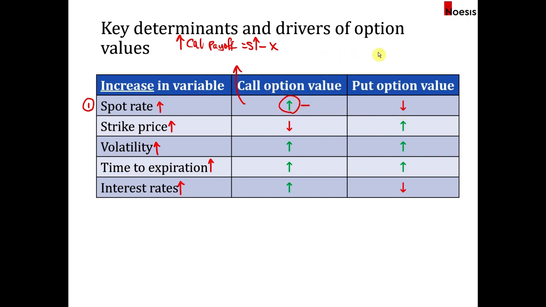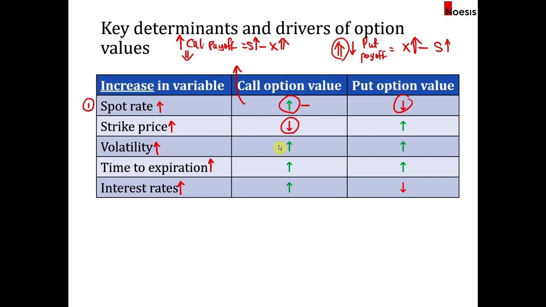But for the put option value, the put payoff is equal to the strike price or exercise price minus the spot price. So in this case, if the spot price increases, then the put payoff will drop or reduce. So therefore, we have a drop here. Then for strike price, it's quite intuitive. If the strike price were to increase for a call option, then the call payoff will decline. And for put option value, if the strike price increases, then the put option payoff will increase. So this is also quite straightforward.